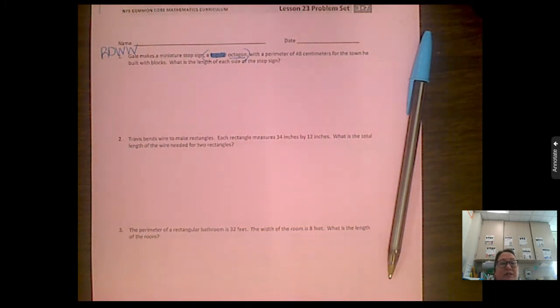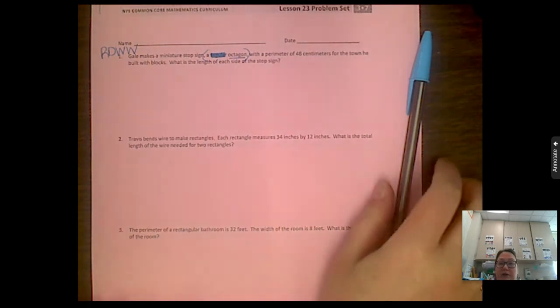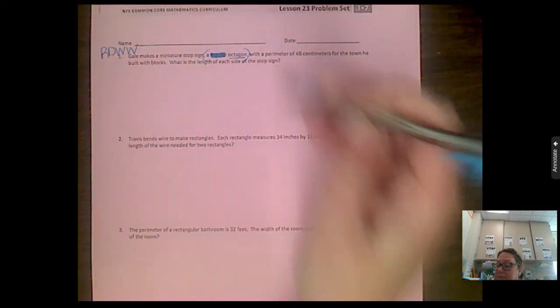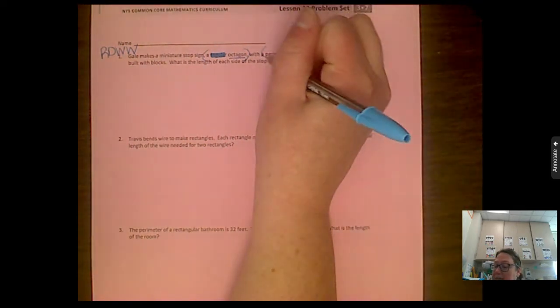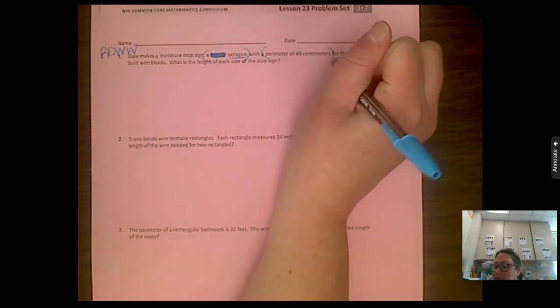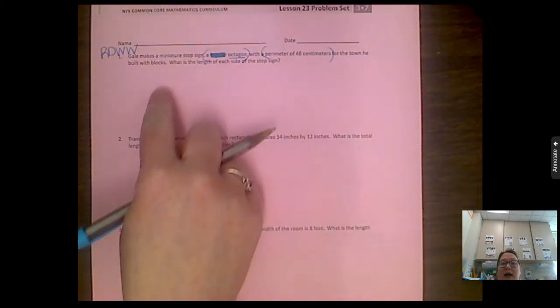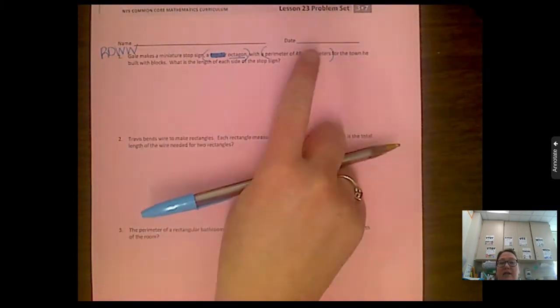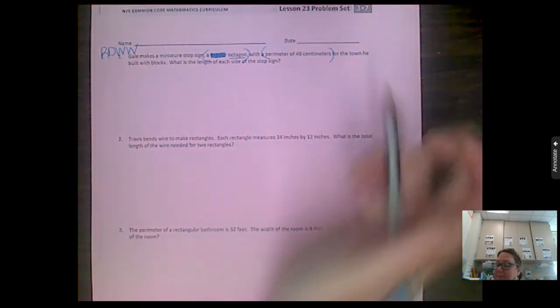It means it's like the traditional shape. So a regular octagon does look like a stop sign. But if a shape is regular, that means all sides are equal, right? Good. So we know that all sides of this octagon are going to be the same. They're going to be equal. And this shape has a perimeter of 48 centimeters. So the distance around the outside of the octagon is 48 centimeters.